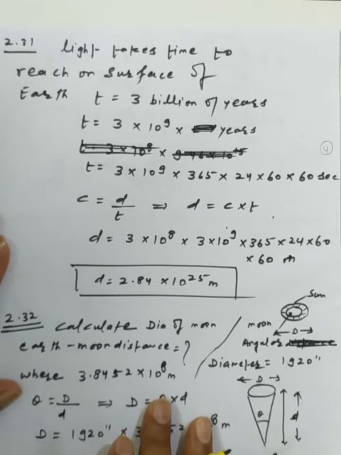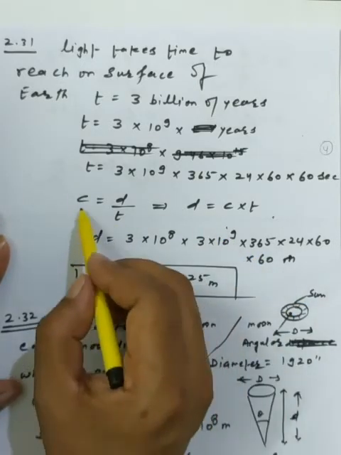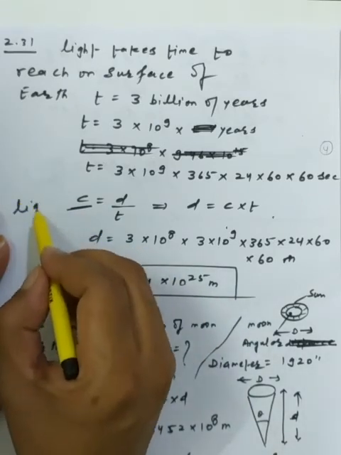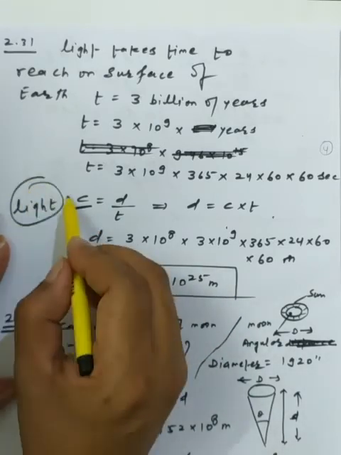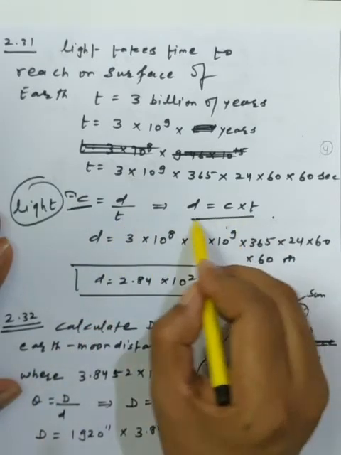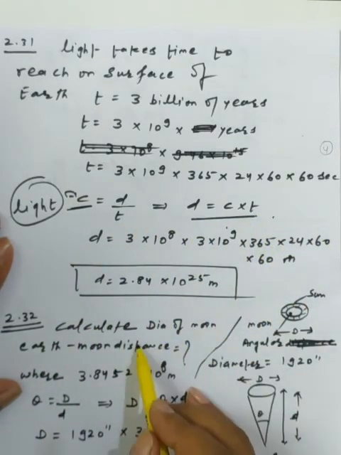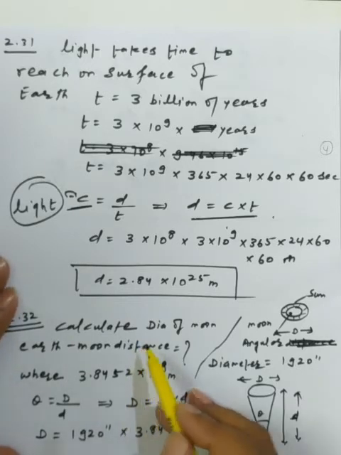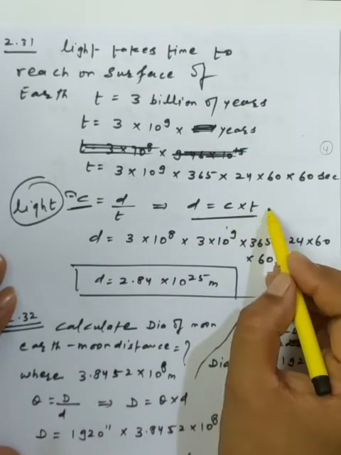Here we are using the simplest formula: c is the speed in the reference of light. You should pick up the particular meaning. Speed is equal to distance upon time. So how much distance will it cover from that star, which is known as a quasar? Distance is equal to c into t.